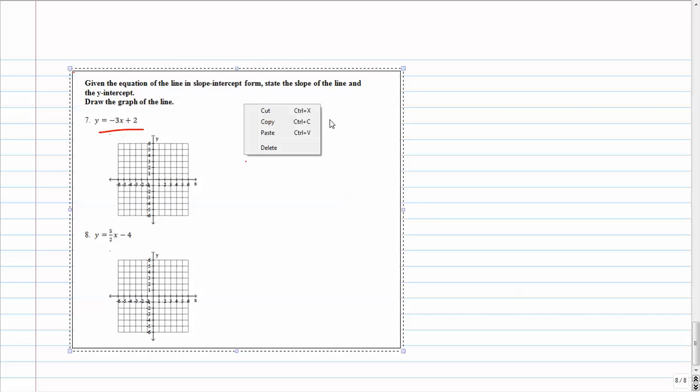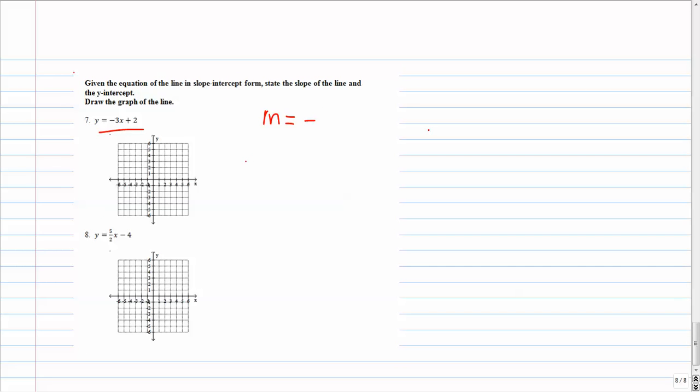I don't know why this won't let me write on that like that, so excuse me. And so that's going to be a negative 3. Let's see if I can do it this way. And then the y-intercept is equal to the constant, which is just the number, and that is 2.